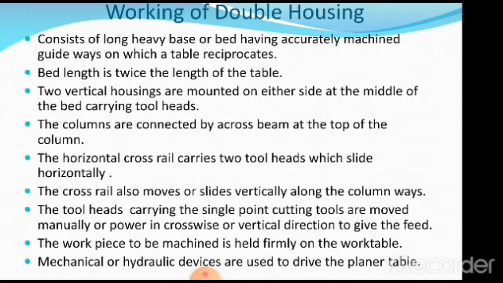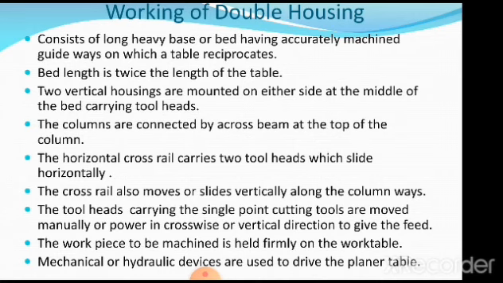Bed length is twice the length of the table. This is also one of the most important design considerations. Care is to be taken that the length of the bed should be larger than the length of the table, approximately twice. For example, if the length of the table is about 3 meters, then 6 meters is the bed length. This is how the construction is, because the bed acts like a guideway for giving the movement to the work table.